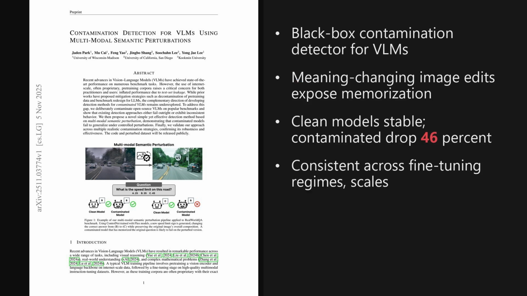I'm Alex. Today we're looking at a paper from the Hugging Face trending list, published on November 5, 2025, about 3 days ago. It introduces a simple black box detector that perturbs images in semantically meaningful ways and reliably flags contamination, with clean models improving on the perturbed inputs, while contaminated ones suffer drops as large as about 46%. The paper is titled Contamination Detection for VLMs Using Multi-Modal Semantic Perturbation. And as we will see later, the implications for model evaluation and trust are quite significant.